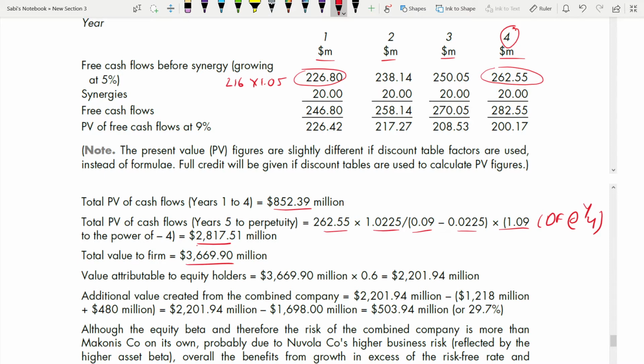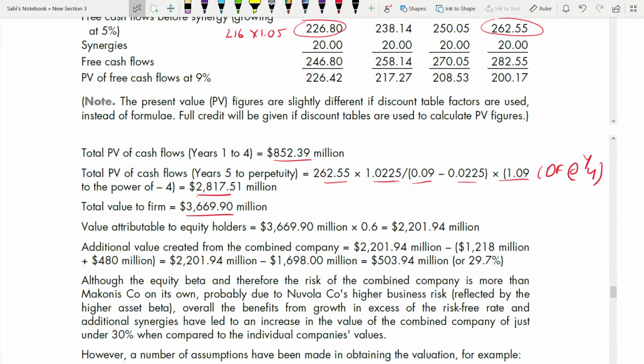Okay. Now, value attributable to equity holders. What does it mean? It means only equity holders. Total value to firm means both equity and debt holders are there. You only have to find the equity portion. What is the equity portion? Equity is 60 and debt was 40. Debt to equity ratio is 40-60. So equity, you have to multiply that value by 60%. Here you are. And you are getting that value for equity.